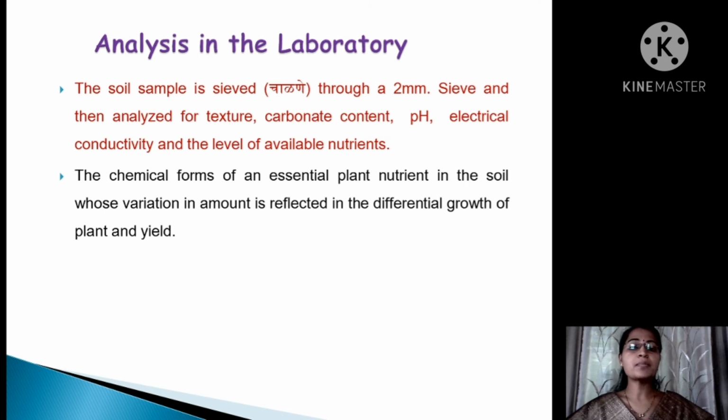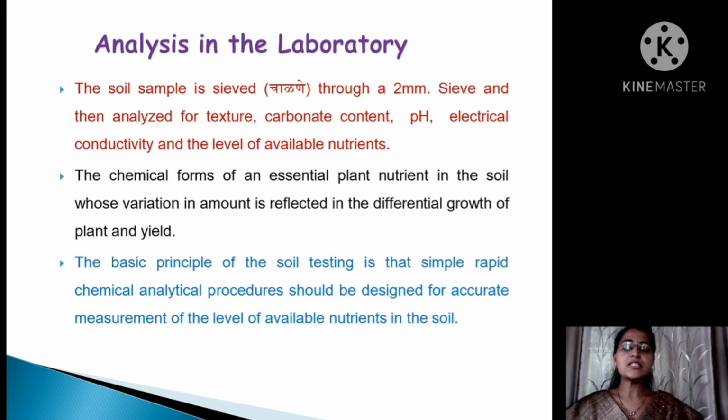The chemical forms of an essential plant nutrient in the soil whose variation in amount is reflected in the differential growth of plant and yield. The basic principle of soil testing is that simple, rapid chemical analytical procedures should be designed for accurate measurement of the level of available nutrients in the soil.